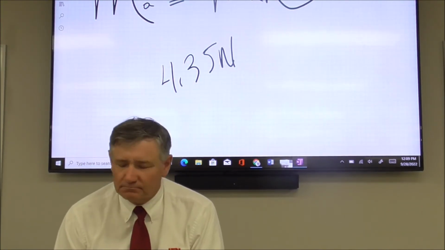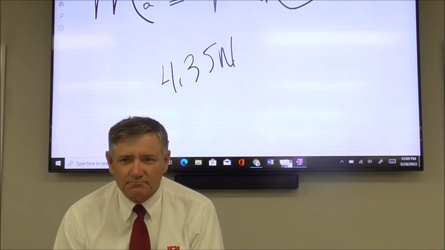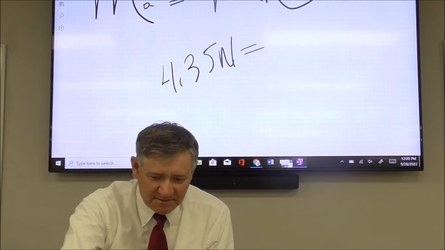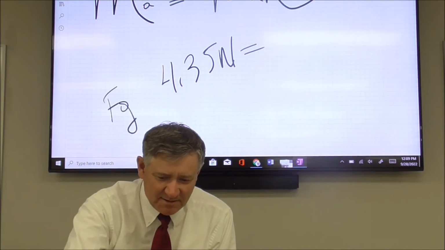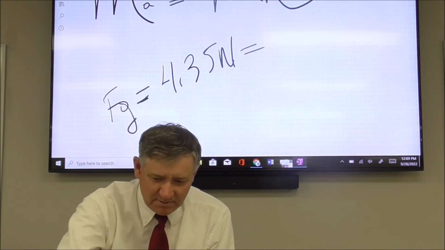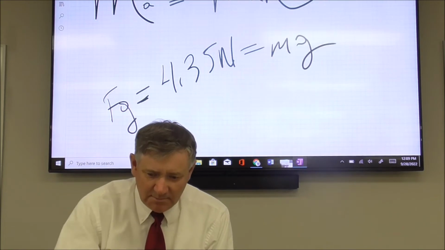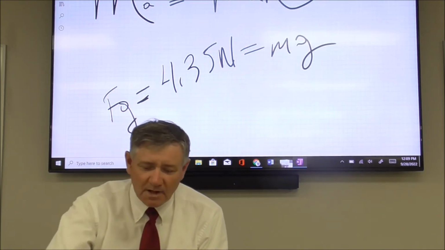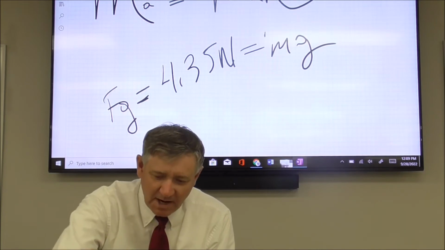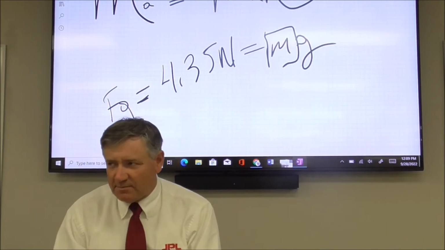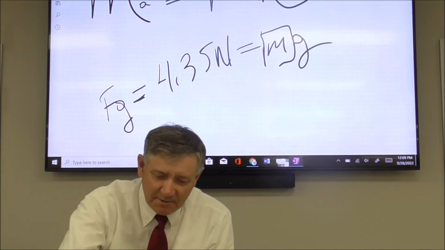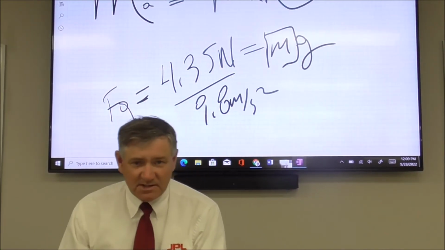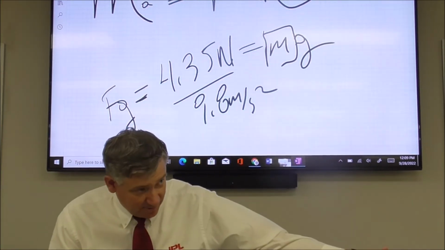Because kilograms times the acceleration of gravity. So this is my F_g, right? F_g equals mg. I want to get mass by itself, so I'm going to divide by 9.8 meters per second squared, because I want a mass in kilograms.